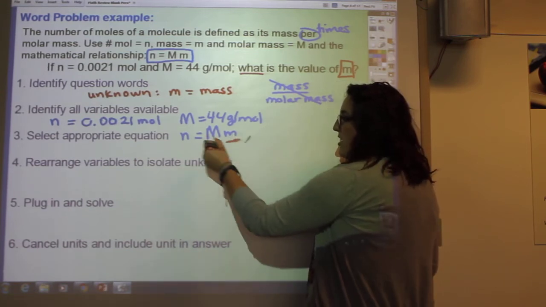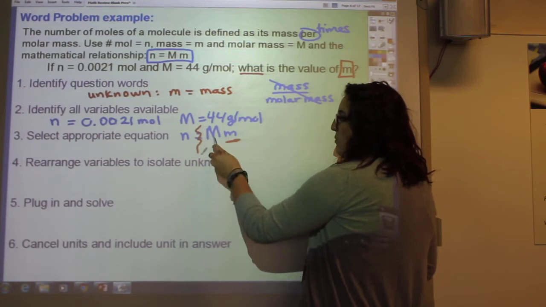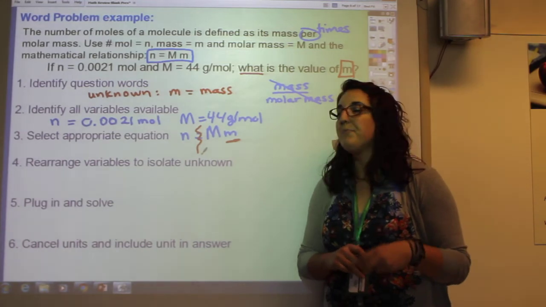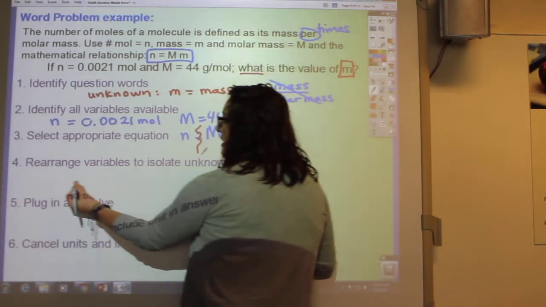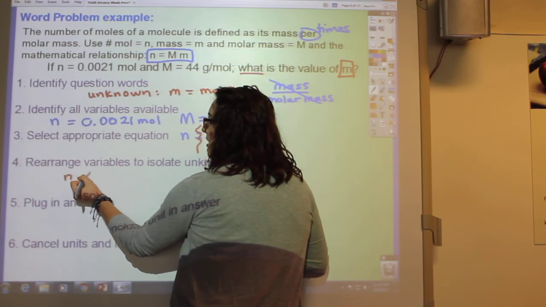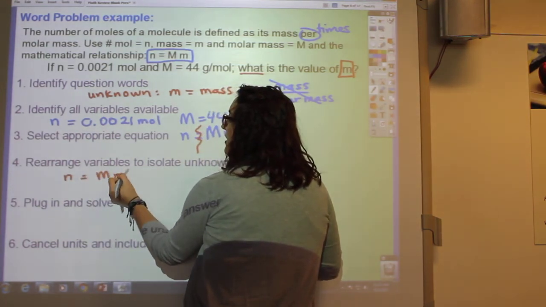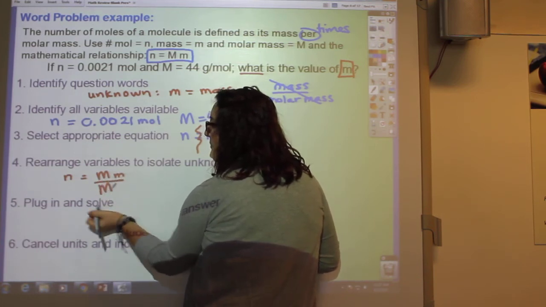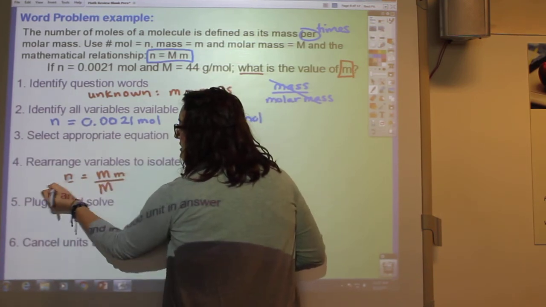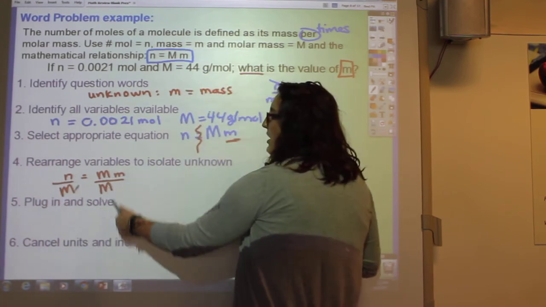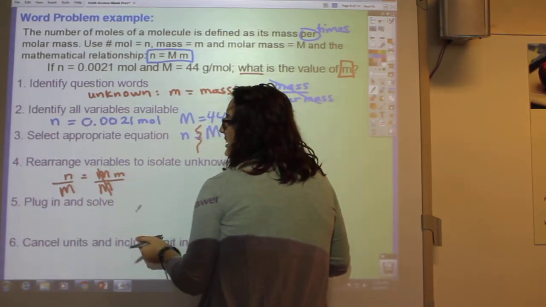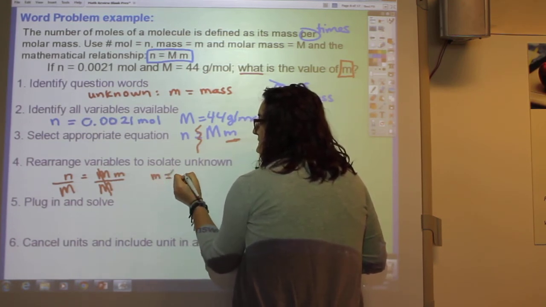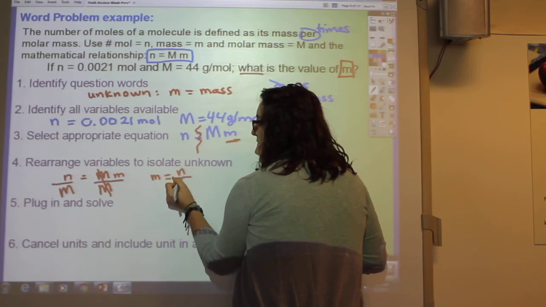Okay, if m is on this side of the equation, and right now it's being multiplied by capital M, we know we have to do the opposite of multiplication, division. Okay, so that means we have n equals capital M times lowercase m. We want lowercase m by itself, so let's divide by capital M. And if we do that to this side, we've got to do that to this side. Capital M divided by capital M, they cancel. And we will be left with little m equal to n over capital M.